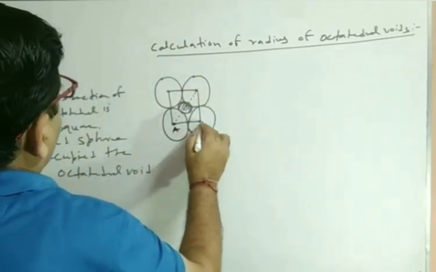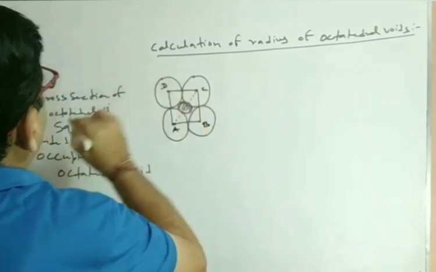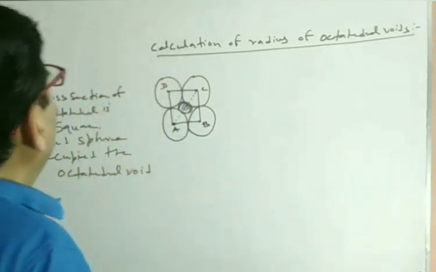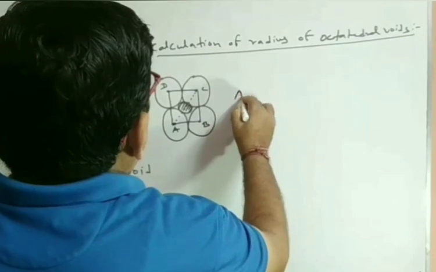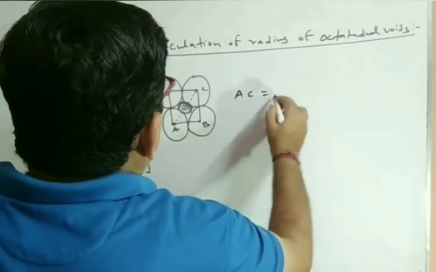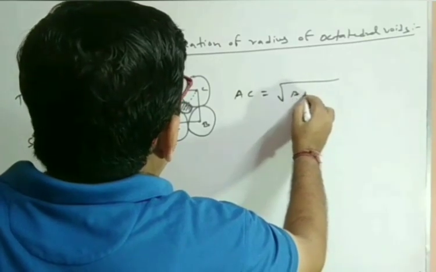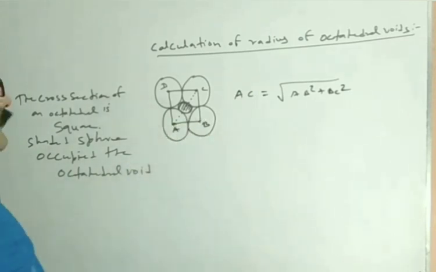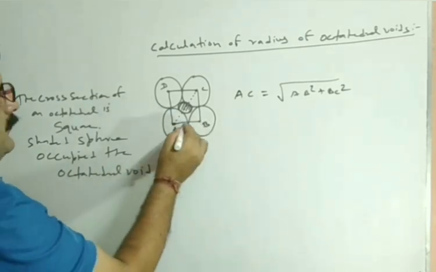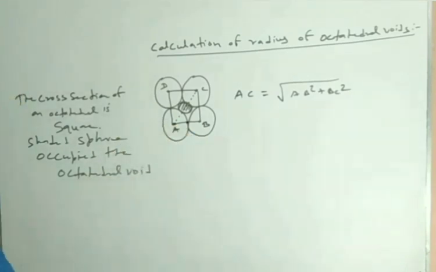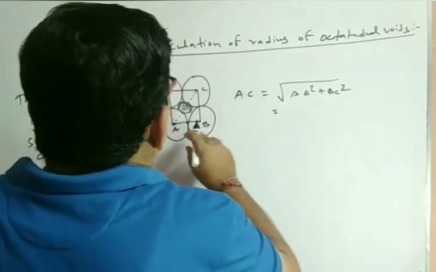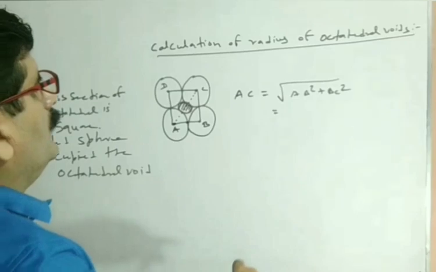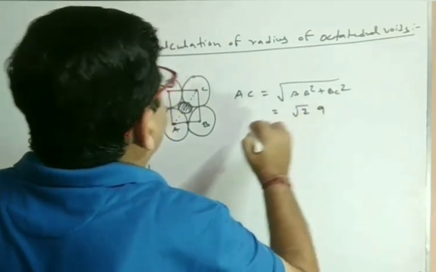Suppose this is A, B, C, D. So according to Pythagoras theorem, we can write what? AC is equal to root over AB square plus BC square. AB is equal to what? A's length. So you can write AC equal to root of A square plus A square, that is root 2A.